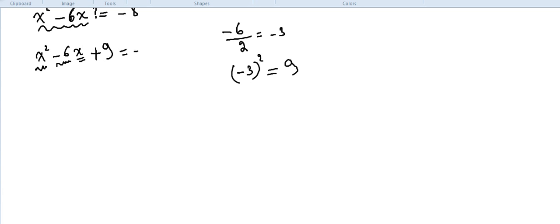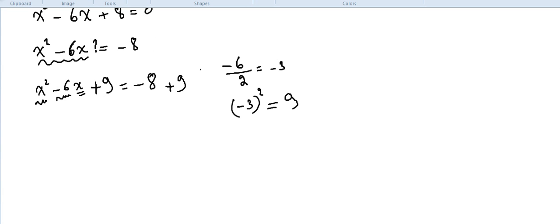What I do is directly add 9 to this side, and for sure we can't change the equation. That's why, since we have minus 8 on the other side, we have to add 9 to it too.